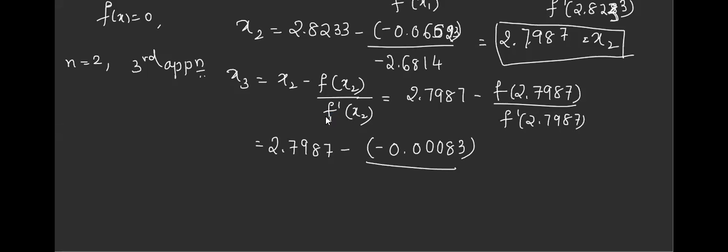Now, this value, one more value you take. f dash of 2.7987: x cos x, this into cos of the same value. Minus 2.636. Do the whole calculation now. Just see, this is negative altogether. So take it as minus 0.00083 divided by 2.636.